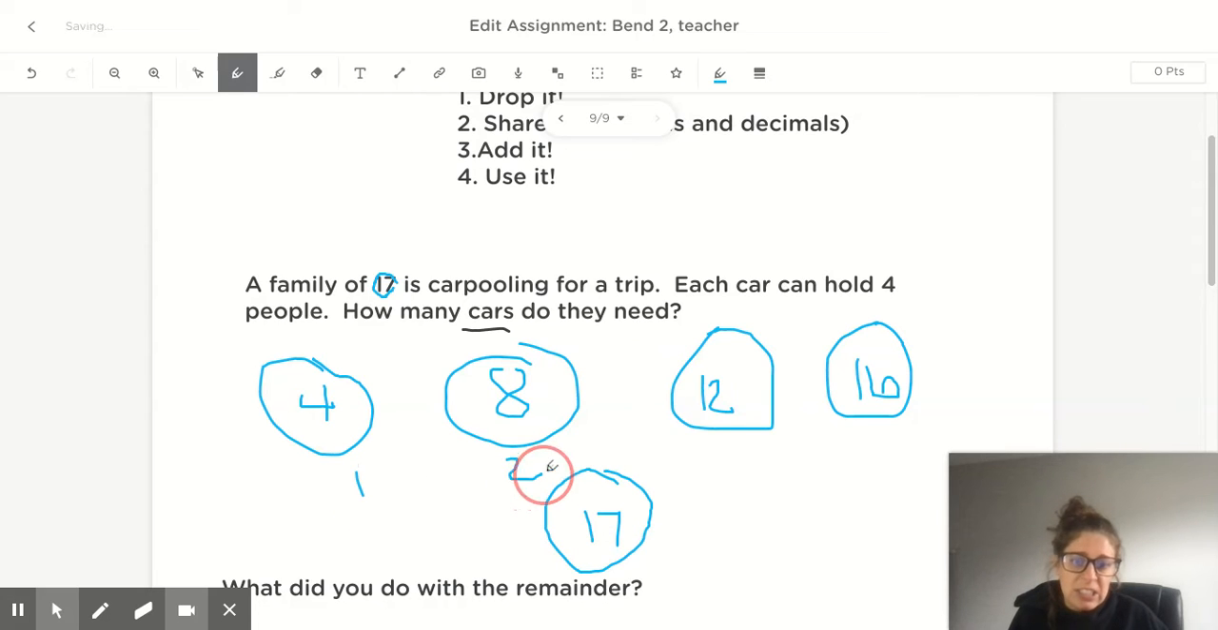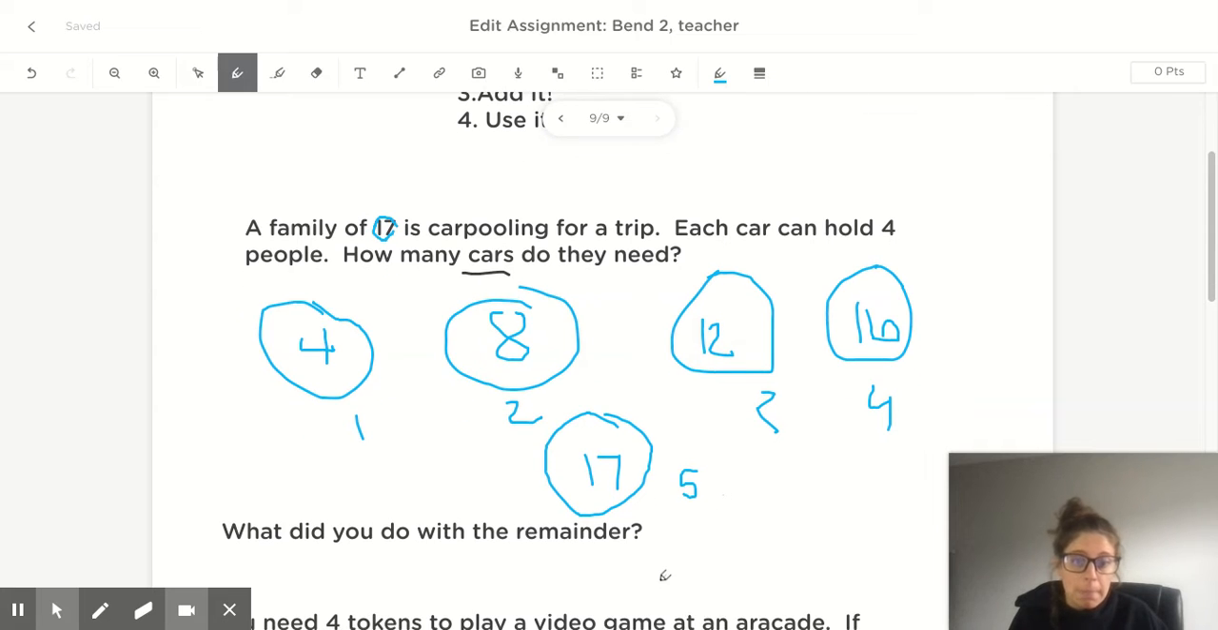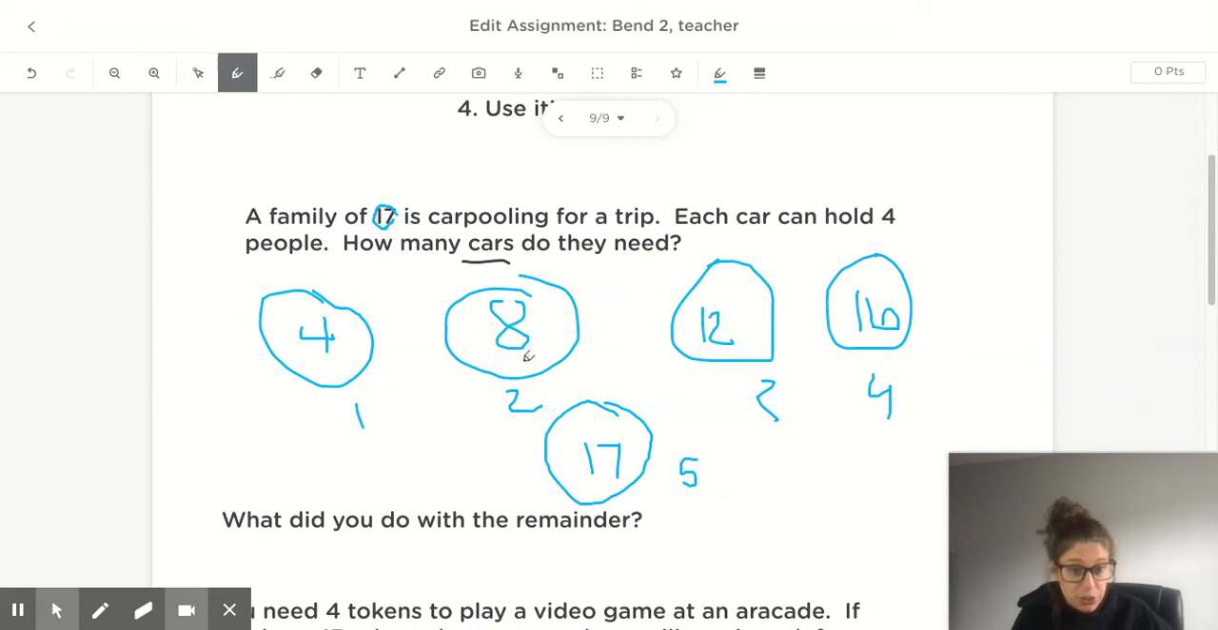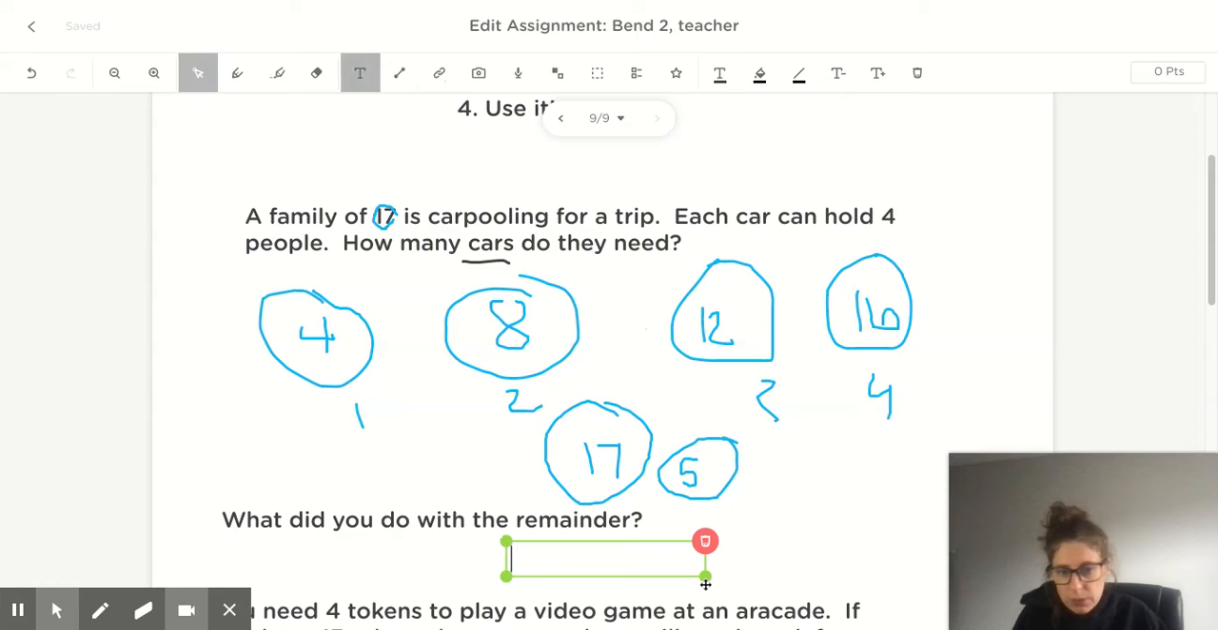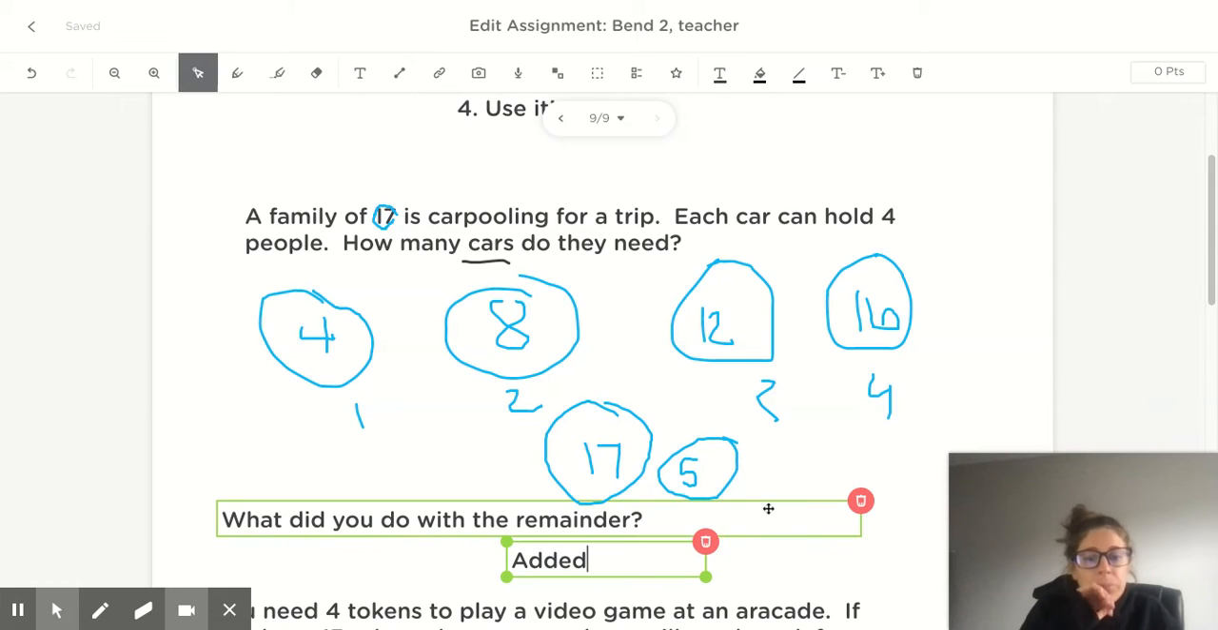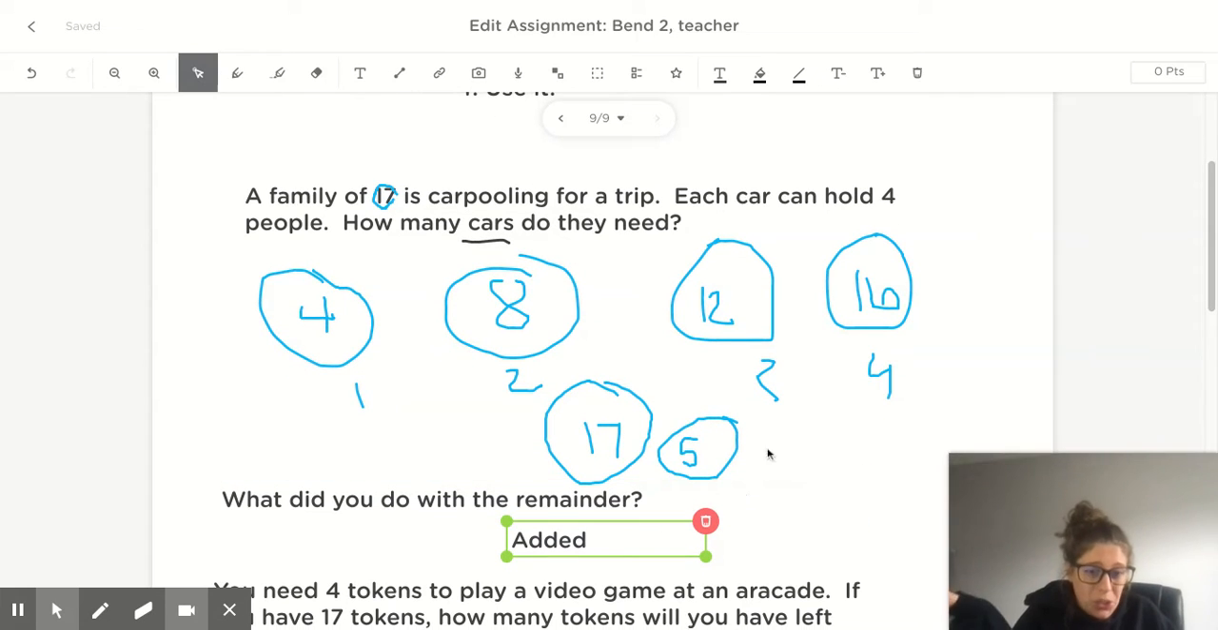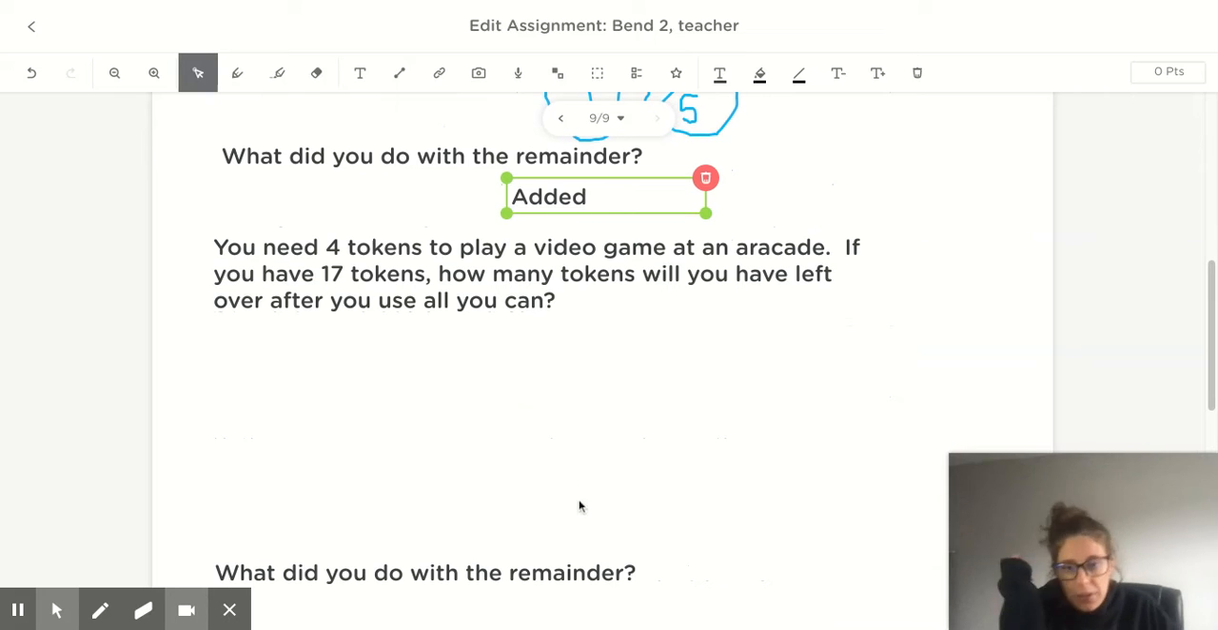So we need 1, 2, 3, 4, 5 whole cars to go on this trip. So we would need 5 cars. And what we did with the remainder is we added 1 to it. So we added. And we added 1 to it because we couldn't just leave that person behind. We needed to do something with that remainder, and it required a whole other car. I can't bring a fourth of a car. That doesn't make sense.